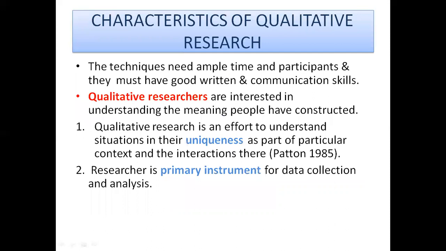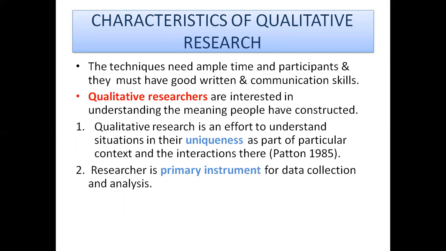Know the characteristics of qualitative research. The techniques need ample time and participants, and they must have good written and communication skills. Qualitative researchers are interested in understanding the meaning people have constructed. Qualitative research is an effort to understand situations in their uniqueness as part of particular contexts and the interactions there, as said by Patton in 1985.